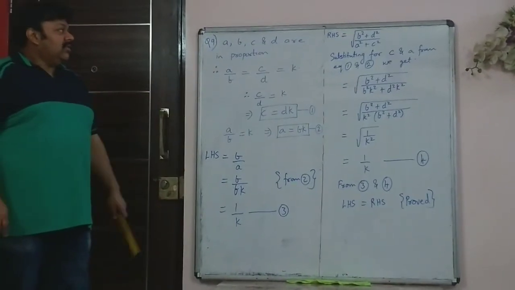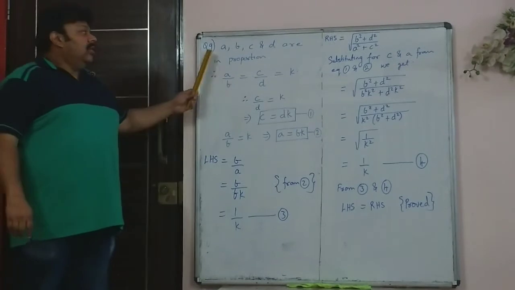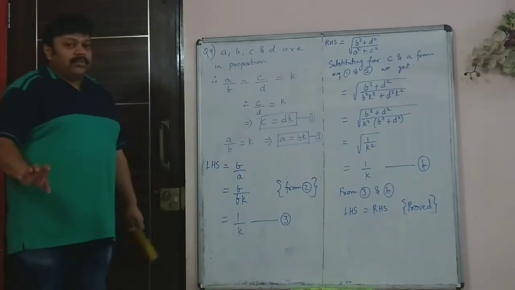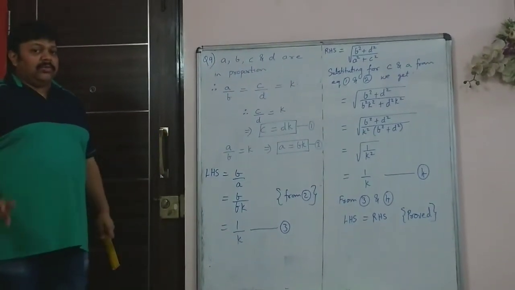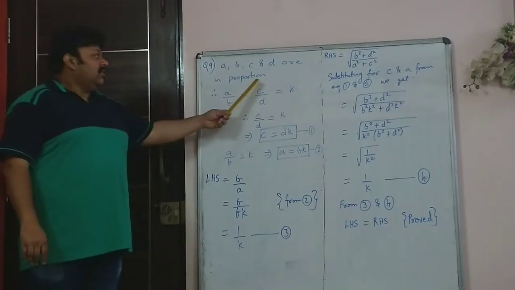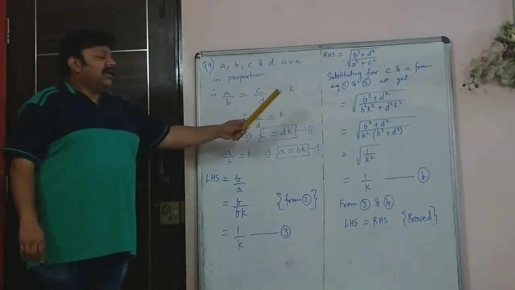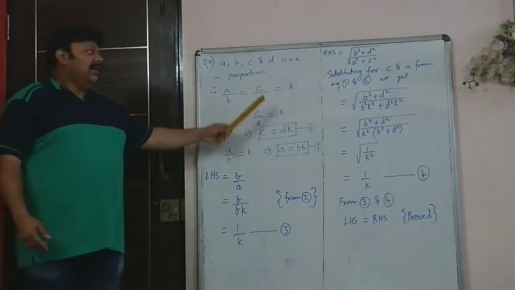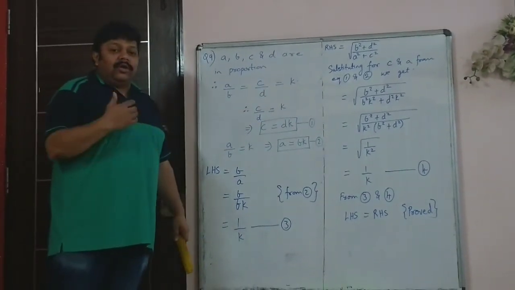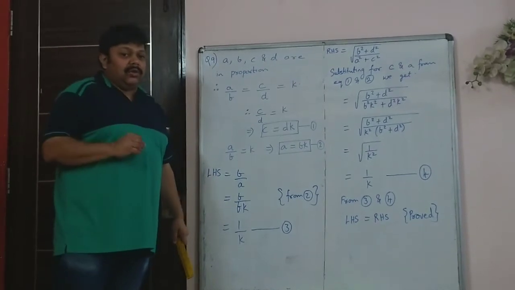So now a typical sum of proportion. You are given that A, B, C, D are in proportion, not continued proportion like the previous sum. So because it is just proportion, you will have A upon B is C upon D, and we write that is equal to K. Why K? Because this is a typical sum where you are asked to prove LHS equal to RHS.